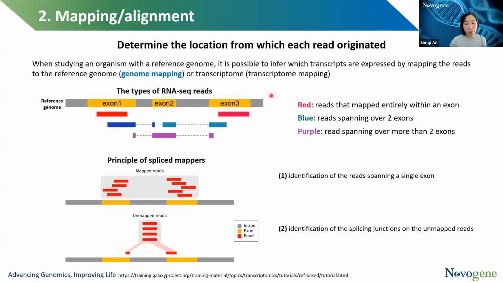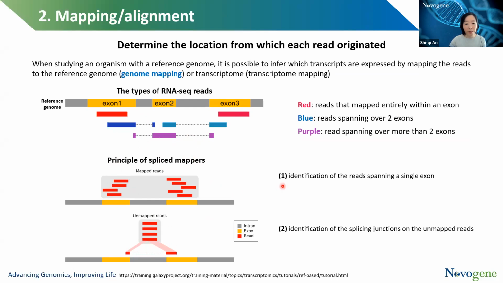For RNA sequencing results, mapping is slightly different to standard DNA mapping. Why is this? You can see here there are 3 different types of reads. The ones in red are very straightforward: they map entirely to one exon. But the blue and the purple actually span 2 or even more exons, and that will cause a problem when it comes to mapping. So RNA sequencing mapping requires a mapper called a spliced mapper. This is the principle of how it works.